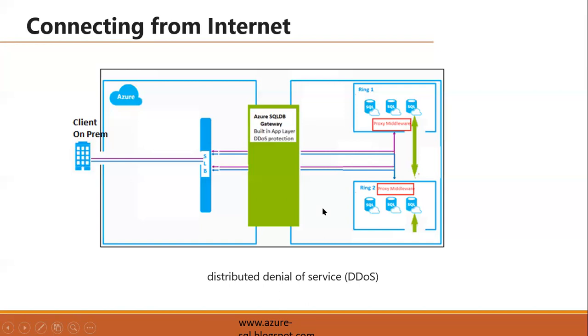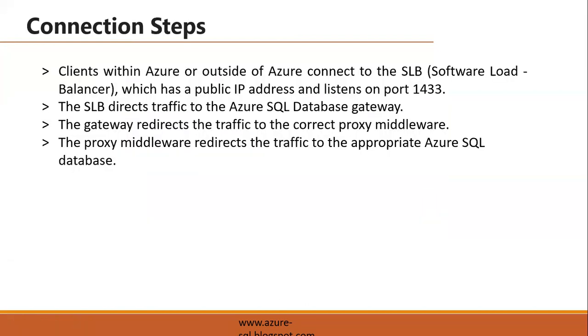For the Azure SQL database service, it is the same thing. Clients within Azure or outside of Azure connect to the SLB, which has a public IP address and listens on port number 1433. The SLB directs traffic to the Azure SQL database gateway. The gateway will redirect to the proxy. The proxy redirects traffic to the respective database. This is how, internally, the connectivity happens, as Microsoft describes.